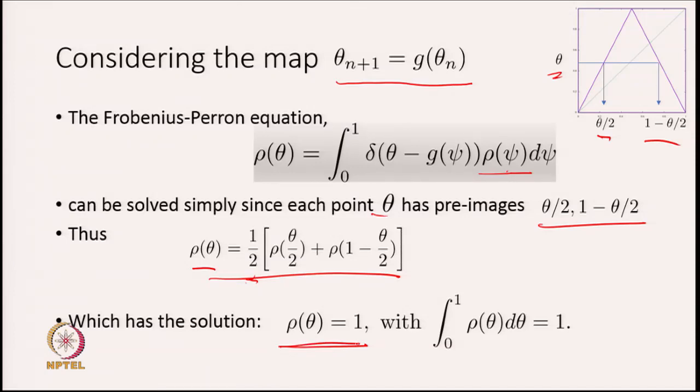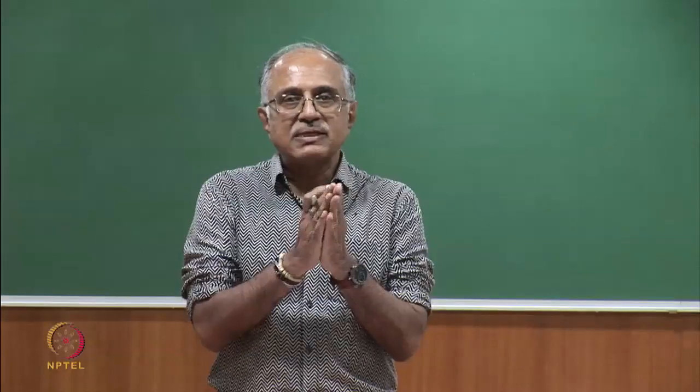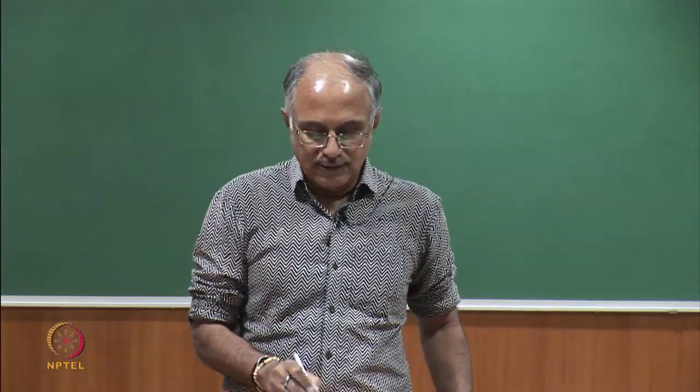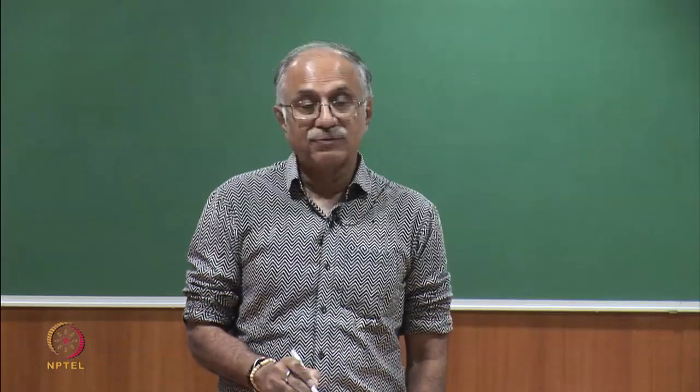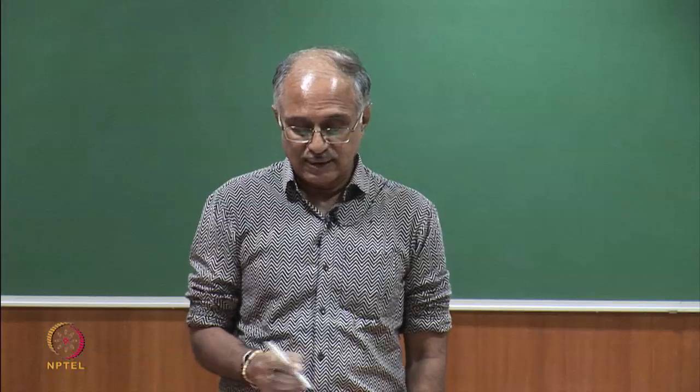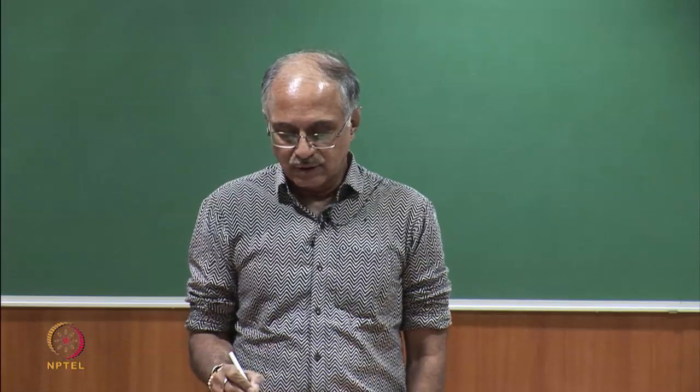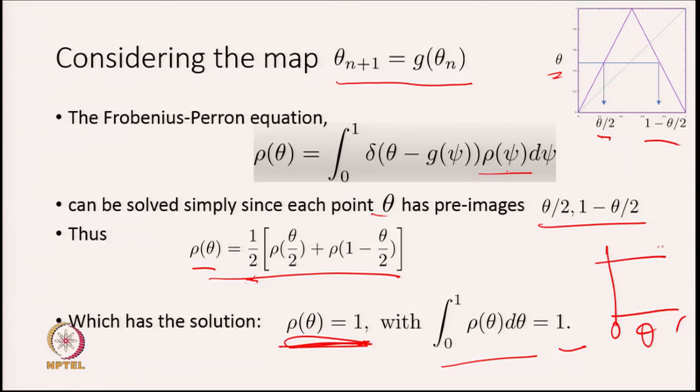And this is a good invariant density because the integral over the interval is equal to 1. And this basically says that if you take the tent map and iterate an arbitrary point, then points are uniformly distributed over the entire interval 0 to 1. Uniform because rho of theta is 1. So, on theta going from 0 to 1, rho is exactly 1. So, it is just a uniform distribution.